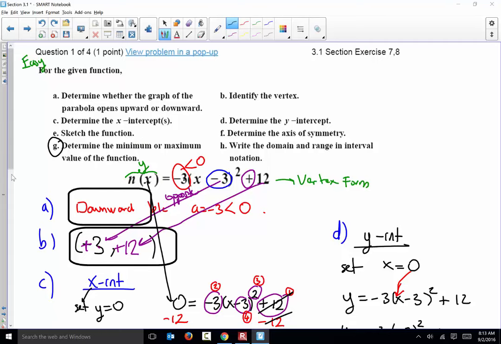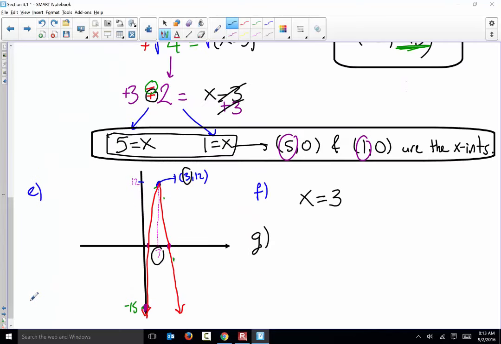Determine minimum or maximum. Okay, you cannot have both. You either have a maximum or minimum. And look at this picture, please. Look at the picture in part E. Does this thing have a maximum or minimum? Maximum. It has a peak point, a summit. And what is that value? 12. I mean, how high are you above the ground on this mountain? It's 12.